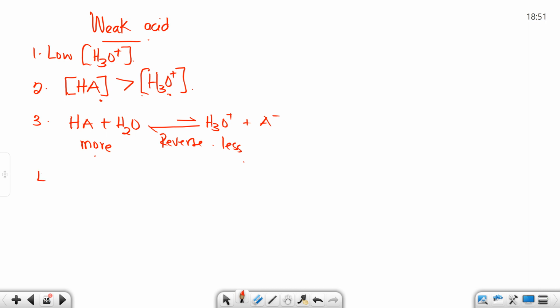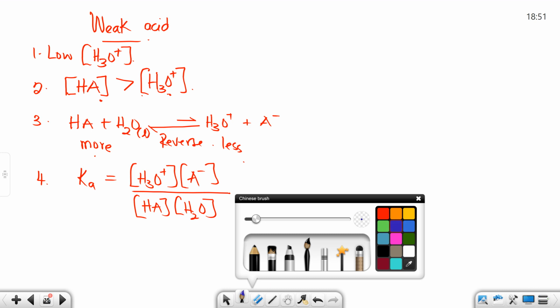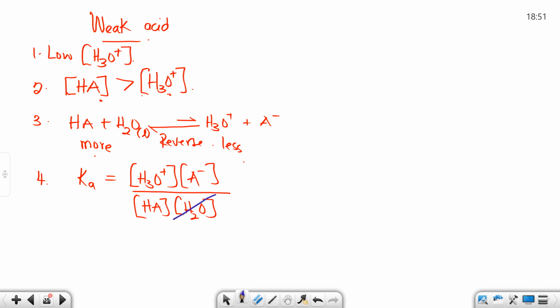Number 4. Can we find Ka? Just the way we're finding Kc: concentration of product over reactant. What are we going to have? H3O plus, A minus, over HA, and H2O. Ladies and gentlemen, that's a liquid. The constant equilibrium concentration of liquids would be 1. So can I just remove it? Because it's 1 there. Make sense?